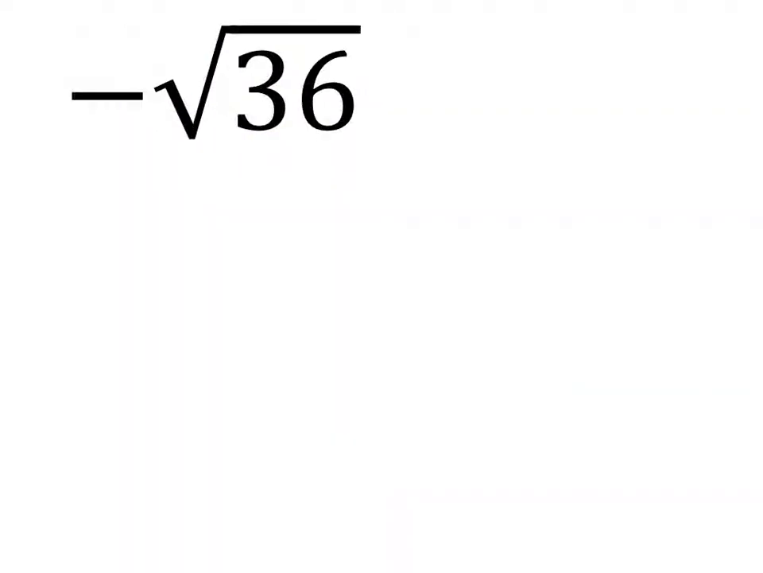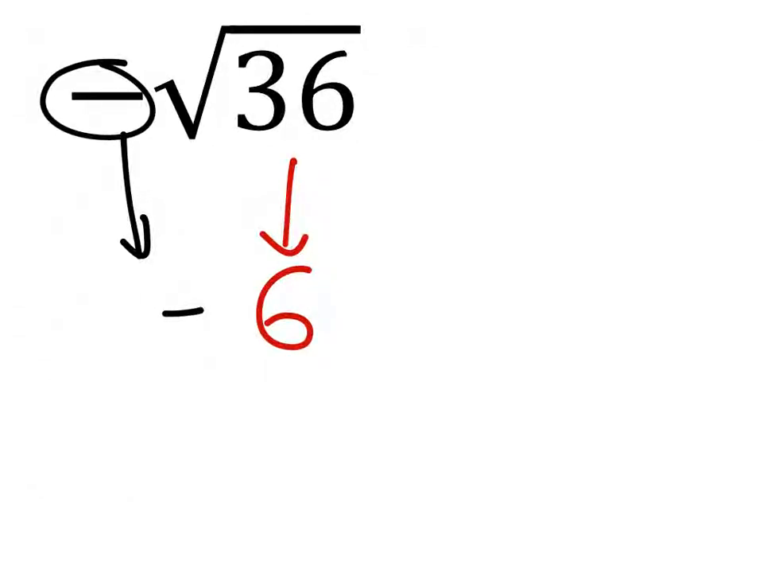Alright, this one's a nice one because the square root of 36 is a perfect square. So the square root of 36 is just 6. And then we'll bring this negative down here as well. Negative 6, done.